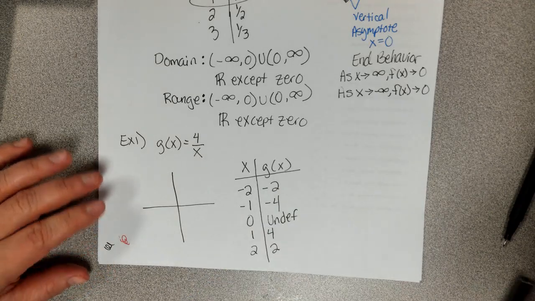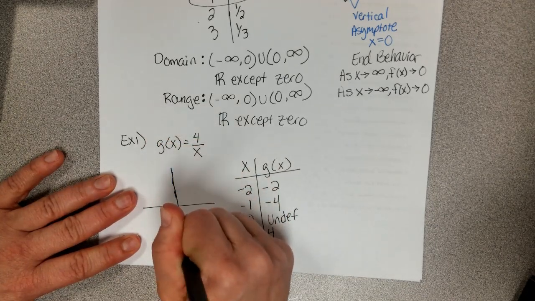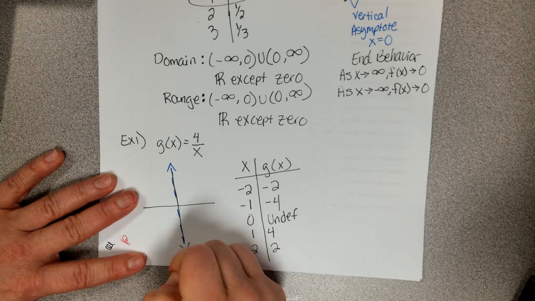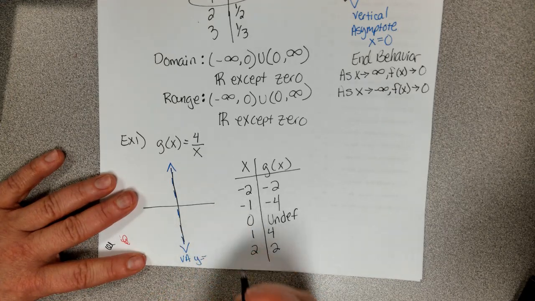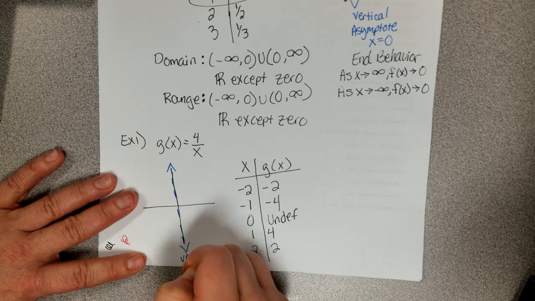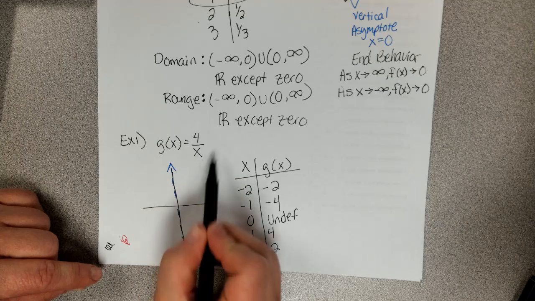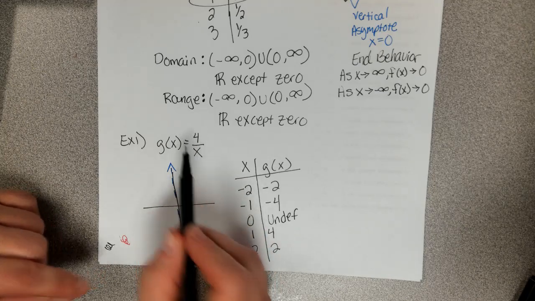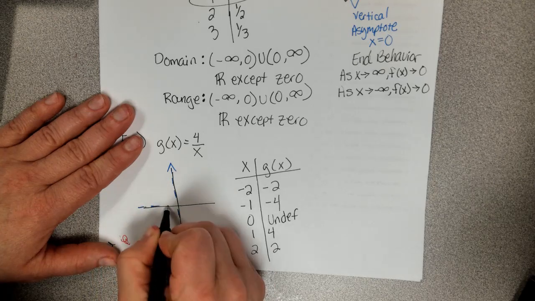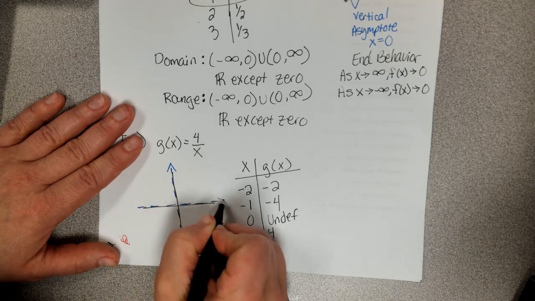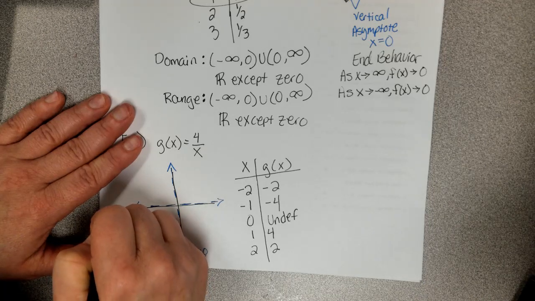So I still have an undefined here on my y-axis, so I know I'm still going to have this vertical asymptote right here. So I already know that, vertical asymptote at y equals 0. Y equals 0. Sorry. That's not right. At x equals 0, because I knew that was going to happen. I also know that y cannot be 0 because the numerator is not 0. So I also know that I'm going to have an asymptote here. So I'm also going to have a horizontal asymptote at y equals 0.